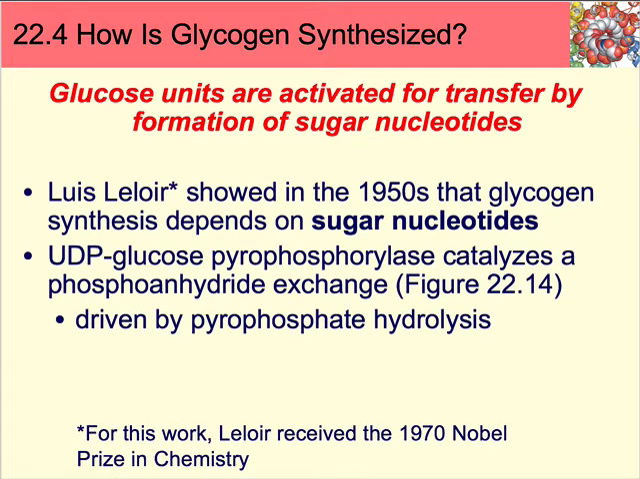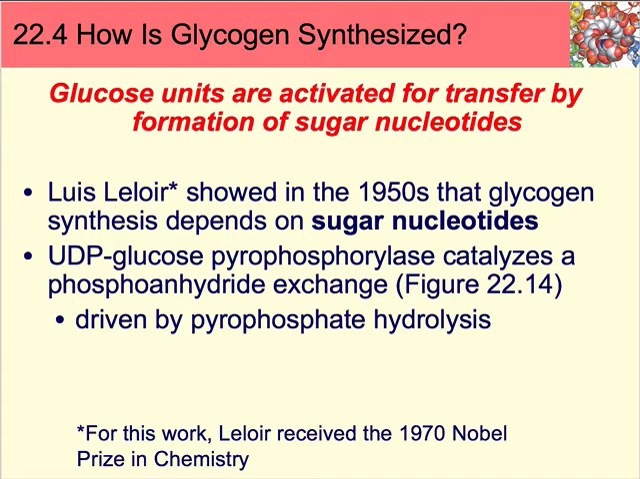Now, how is glycogen synthesized? Glucose units are activated for transfer by formation of sugar nucleotides, and that sentence is in bold and red here for a very important reason. It emphasizes that this is really the second time we have mentioned activation of groups for transfer. We talked about activation of carboxyl groups in the pyruvate carboxylase reaction recently, and here's another case. Glucose units have to be activated for transfer to form carbohydrate molecules.